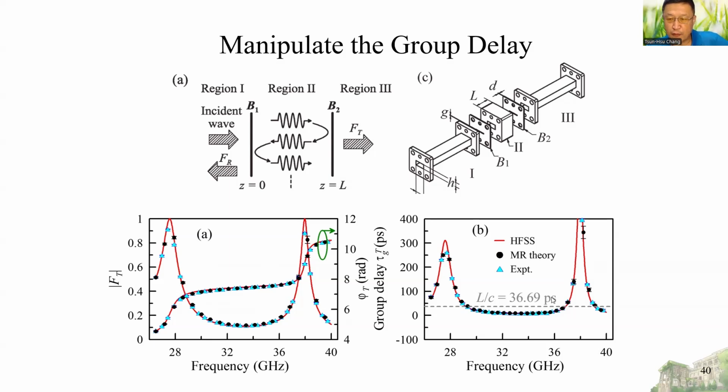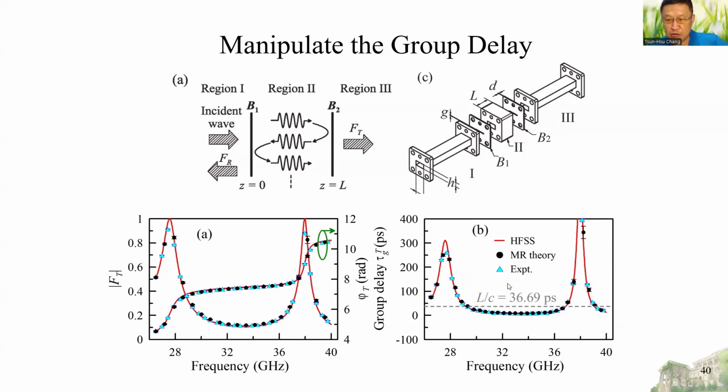Maybe just focus on part B. We have this structure, and we can perform the High Frequency Structure Simulator, HFSS time domain, and we can calculate the transmission. The solid red line is shown here, and multiple reflection theory we will mention quickly, and the blue triangle is the experimental result. You can see here, they agree very, very well.